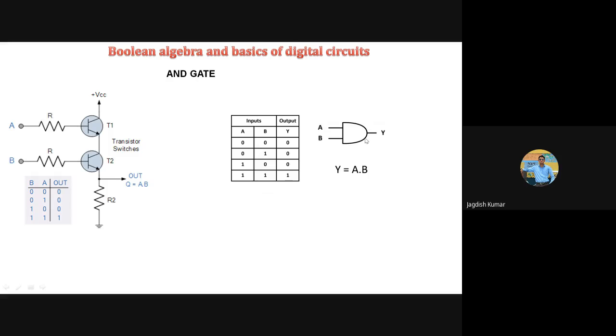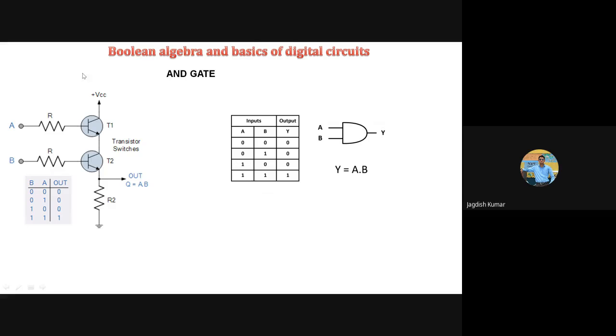So the basic operation of this gate is that whenever A and B are 1, the output then only will be 1. Otherwise, if any one of these is 0, the output is going to be 0. That is why it is called the AND gate. It means the output is high only when A and B both are high. That's the reason why this is called the AND gate.